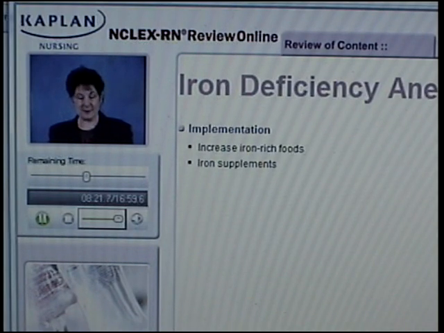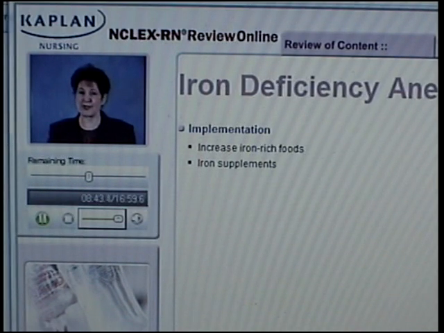Let's take a look at the implementation or what you do for iron deficiency anemia. Well, what you want to do is increase the patient's intake of iron-rich foods. These would be things such as liver and green leafy vegetables. And again, they may take iron supplements. They may take it IM or IV. And again, the things we talked about with pharmacological and parenteral therapies, about the iron staining the teeth and causing constipation, all of that should be included in the teaching that you do with this patient.